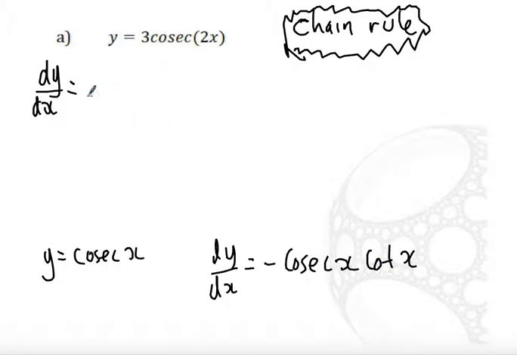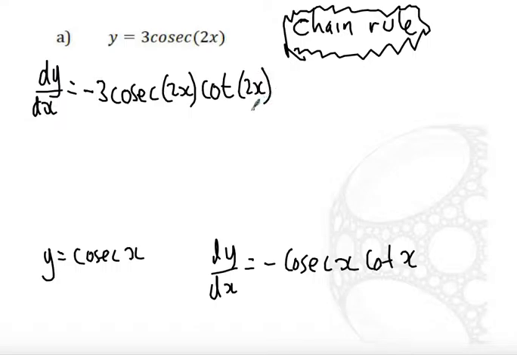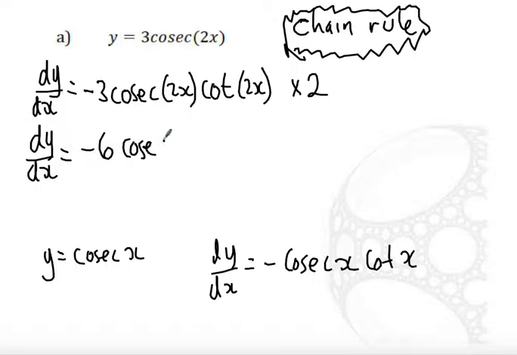So applying that here, I'd differentiate the outside function. So differentiate the cosec x, I'm going to get minus. There's a coefficient of 3, so I'm just going to write it as minus 3 to start off with. And I get cosec 2x, because I'm going to leave that inside function alone, times cot 2x. And that's the first step of the chain rule done. I then need to multiply by the derivative of this inside function, so I'm going to multiply by 2. And so dy by dx becomes minus 6 cosec 2x cot 2x. And that's all there is to it.